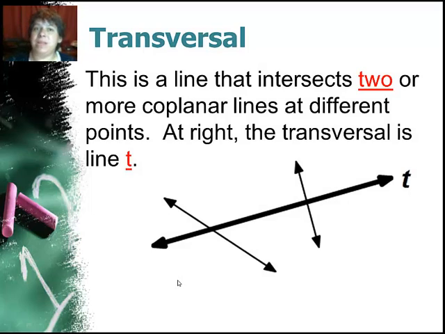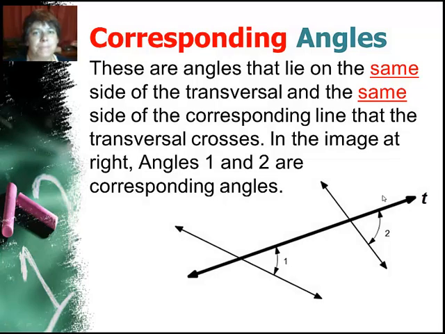So first of all, we need to have an intersecting line. We're talking about 3 lines at least. So you have 2 lines and another line that crosses through both of them. This special line that crosses both of them is called the transversal. So it is the line that intersects 2 or more coplanar lines. In this case, you can see the transversal is line T.